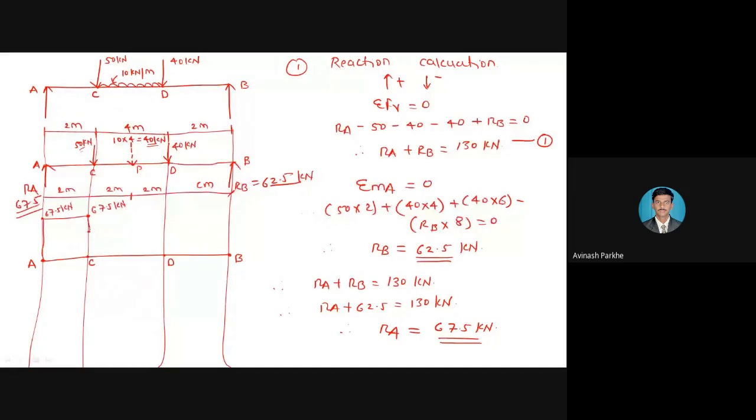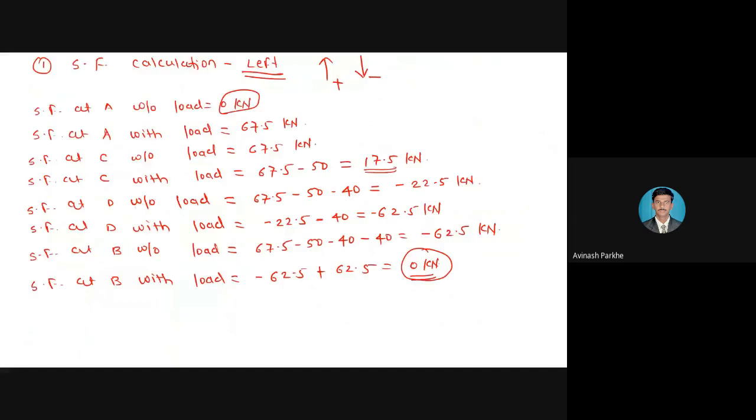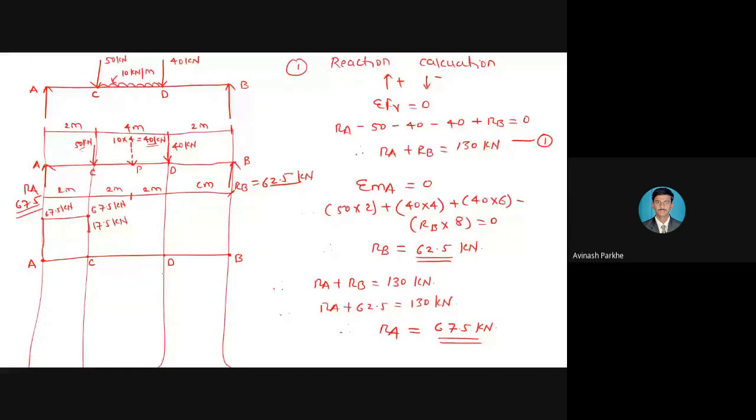This is 17.5 kilonewton. Shear force at point D without load, minus 22.5. That means from positive, your magnitude will be changed to the negative. Therefore, here I will represent this point minus 22.5 kilonewton. And both the lines, the C and D points, can be joined by the inclined line. This is the inclined line.